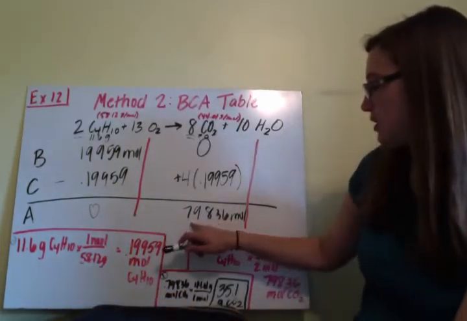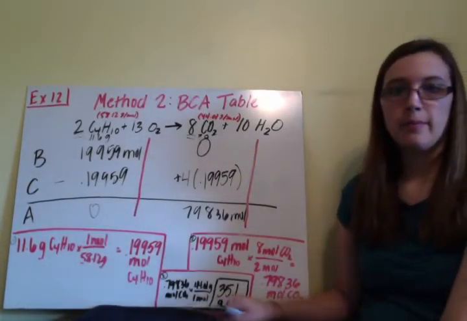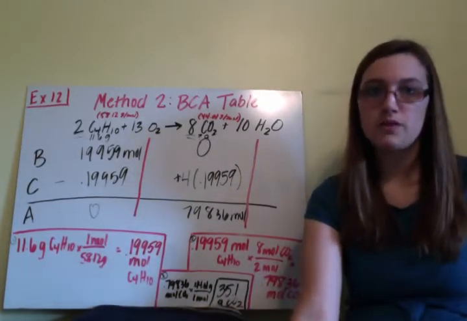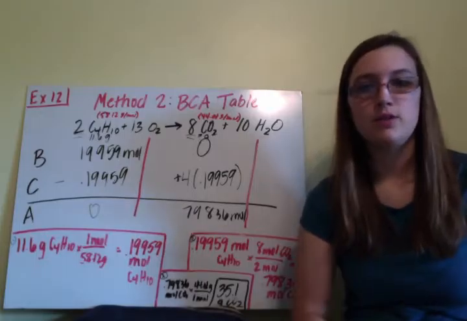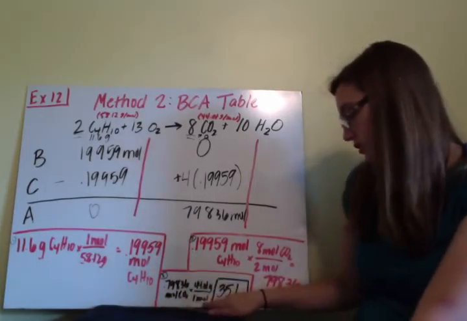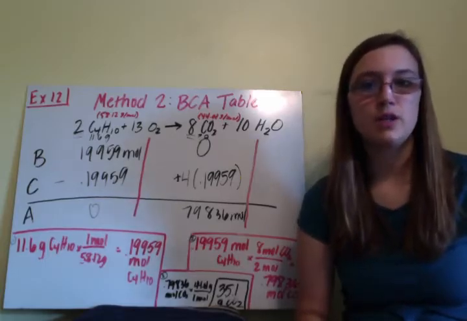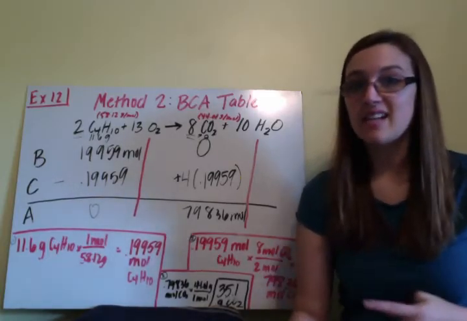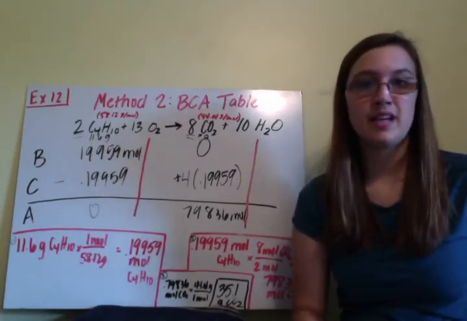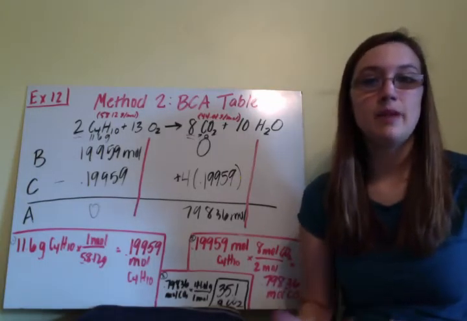So, what we have to do, and I did it down here at the very bottom, is we have to take our moles of CO2 and go to grams using the molar mass. When we do that, we get 35.1 grams of CO2. Notice that's the exact same answer that we got using dimensional analysis. You will get the same answer.